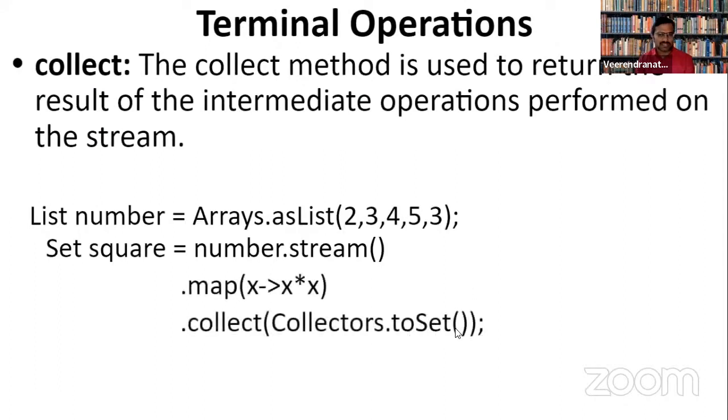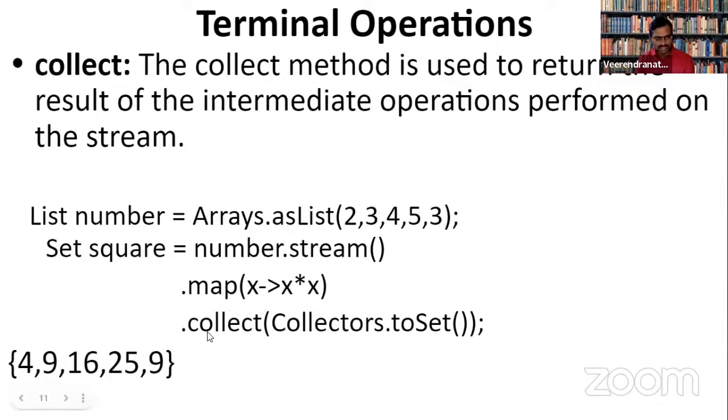Set and list are nothing but collections. Sorry, collect with Collectors.toSet. What we are getting is 4, 9, 16, 25, and 9. These are the squares of these numbers, exactly. So that is what collect is going to do.